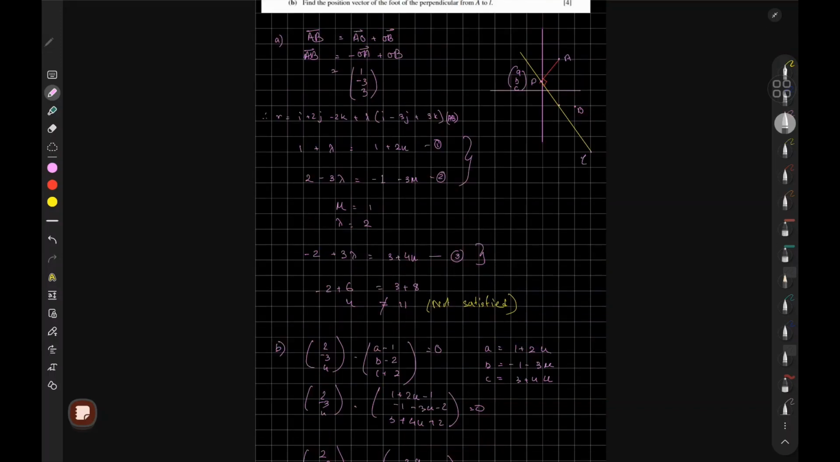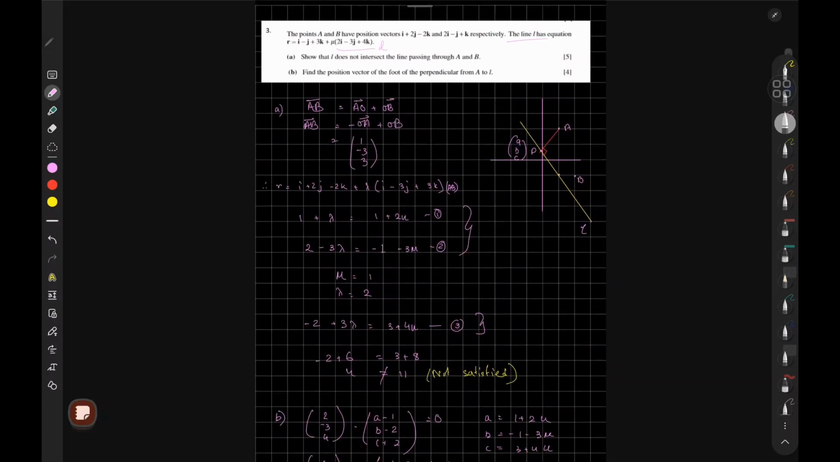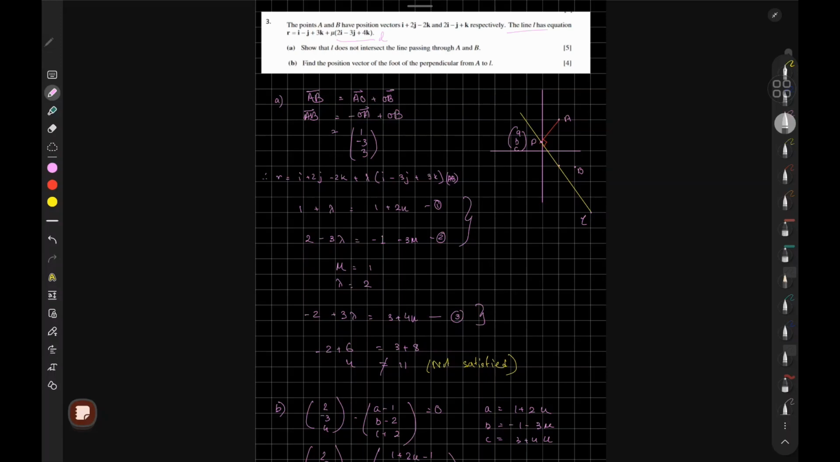So first of all, whenever they're giving you perpendicular situations, you always know that the dot product of AP and PL is going to be 0. Why? Because A dot B is A mod times B mod times cos theta. But if theta is 90, remember cos 90 is actually 0. Check that in your calculator. So A dot B, this entire thing becomes 0. So A dot B is 0.